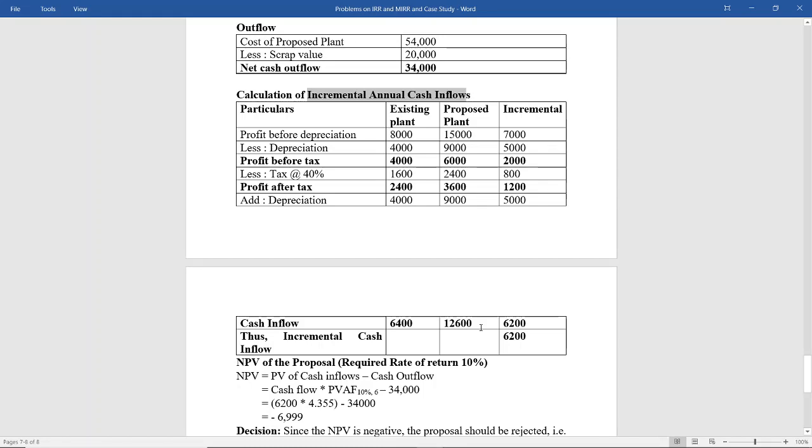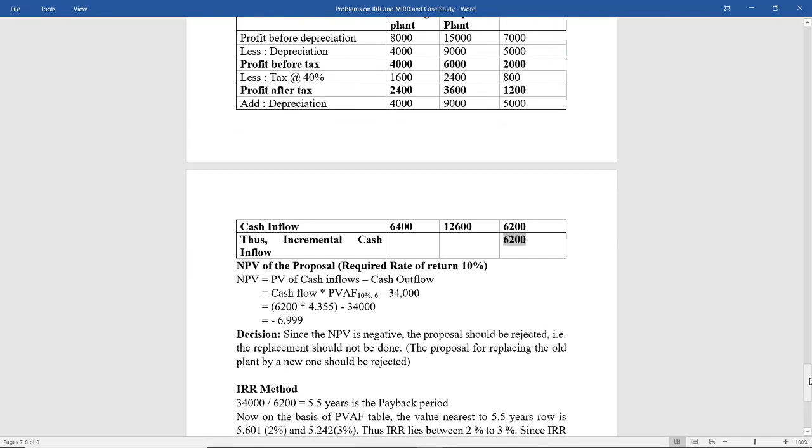So what is the incremental? What is the increased cash inflow? Incremental is nothing but increased. So what is the increased cash inflow? It is 6,200. Now we will find NPV.